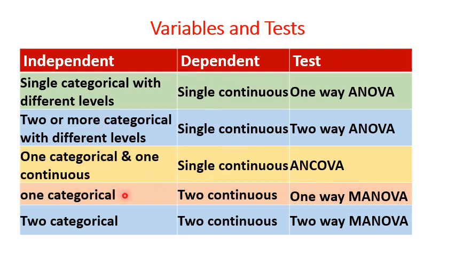Then there is only one independent variable which is categorical, and 2 continuous variables as dependent. That means one independent variable which is categorical and 2 dependent variables which are continuous. In this case, we can use one-way ANOVA. Then if there are 2 independent variables, both categorical, and 2 dependent variables which are continuous, in this case, we can use two-way ANOVA.